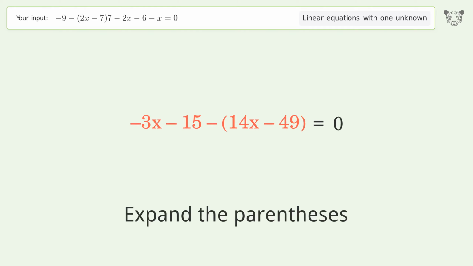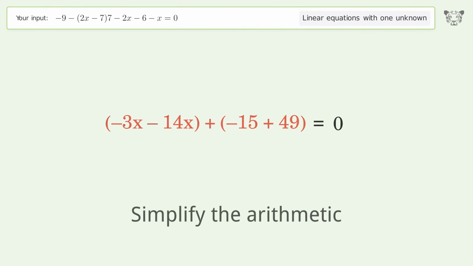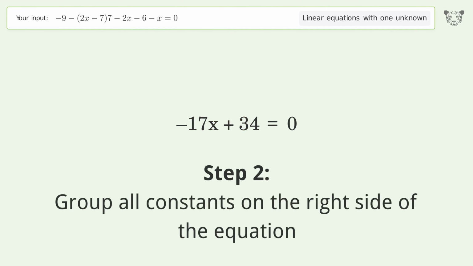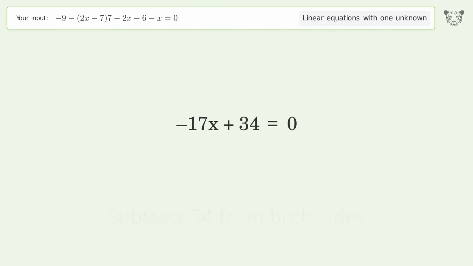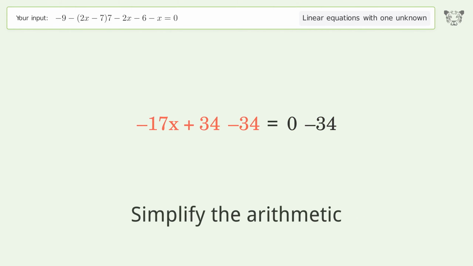Expand the parentheses. Group like terms. Simplify the arithmetic. Group all constants on the right side of the equation. Subtract 34 from both sides. Simplify the arithmetic.